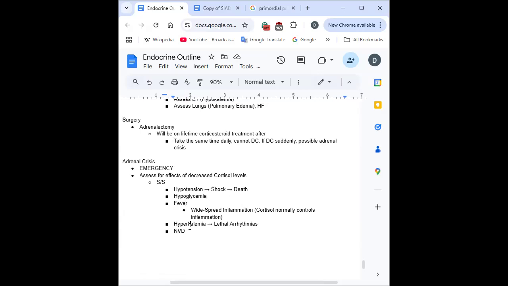And this is an emergency. A lot of H's, huh? H's and then fever. I guess hyperpyrexia is the word for fever. Hyperthermia too. Hyperpyrexia specifically refers to high fever, I guess. What's the difference between hyperpyrexia and hyperthermia?